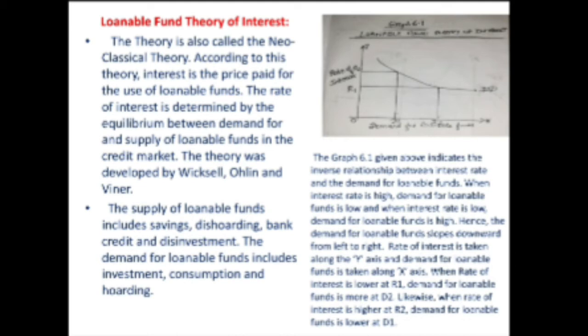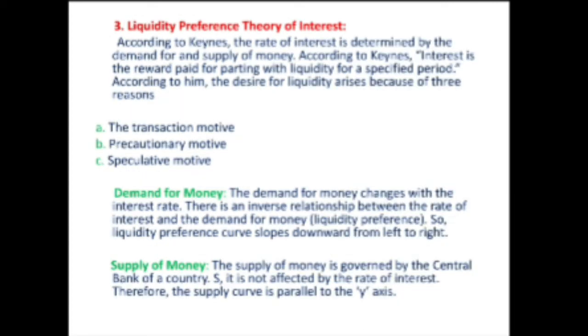Now, if you look at the graph, which is 6.1, it shows the inverse relationship between interest rate and the demand for loanable funds. When the rate of interest is high, demand for loanable funds is low, and when the interest rate is low, demand for loanable funds is high. Hence, the demand for loanable funds, DD, slopes downward from left to right. Rate of interest is taken along the y-axis and demand for loanable funds is taken along the x-axis. When rate of interest is lower at R1, demand is D2. When rate of interest is R2, demand for loanable funds is lower at D1.